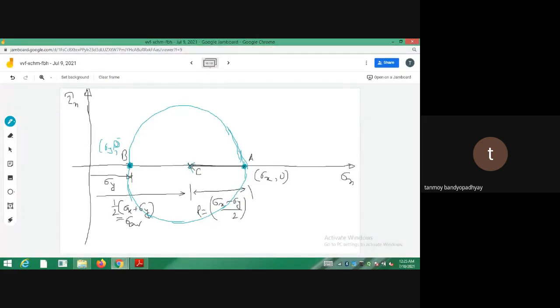So what you do is you bisect the AB line. Once you bisect the AB line, you are actually getting the center of the circle, and the center of the circle will be at sigma average itself, because that is half of sigma x plus sigma y. Once you get the center of the circle, you take CA or CB, any length, and you rotate it, you are getting the actual circle. So this circle is the Mohr circle.